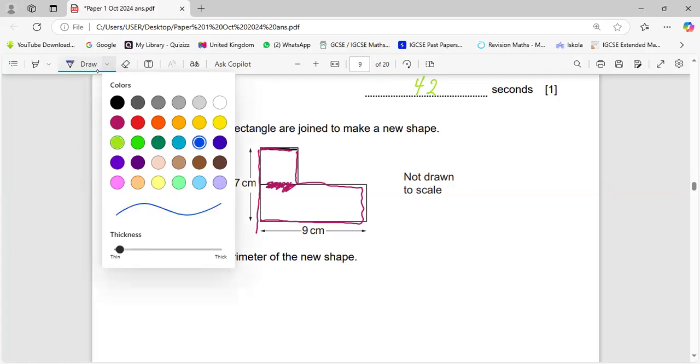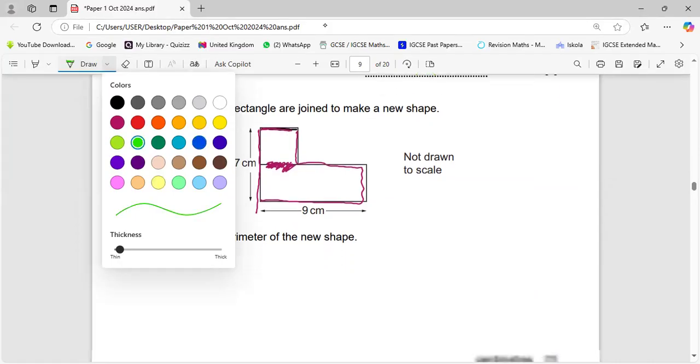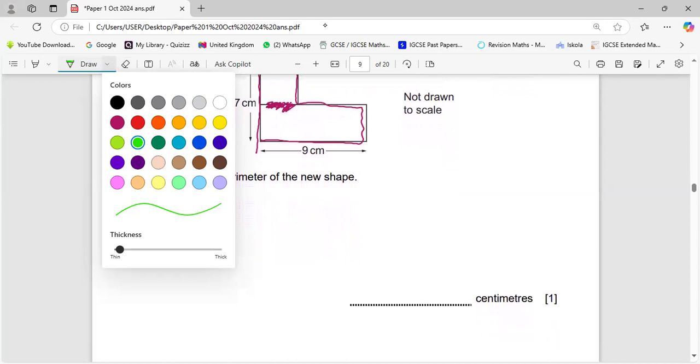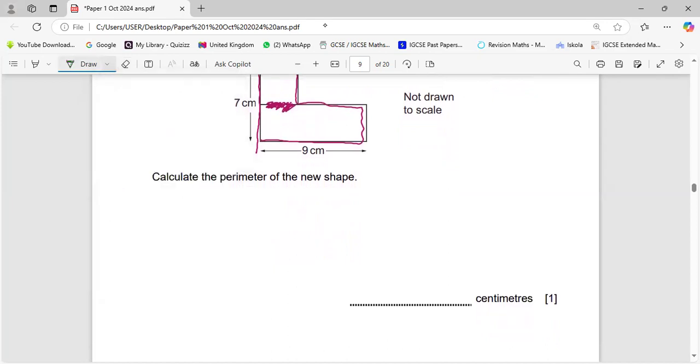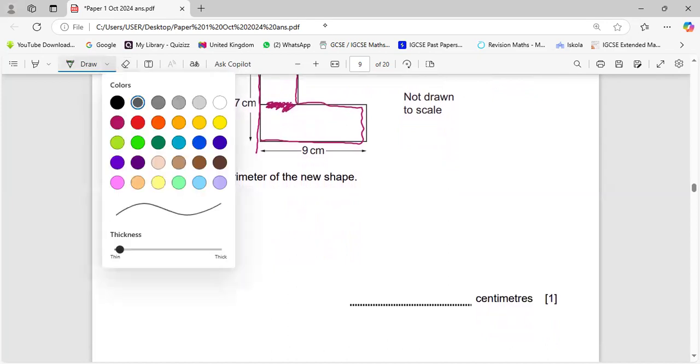If you add them, you just add 7 plus 7 and add them twice. You add them twice, 7 plus 9, and 7 plus 9 is going to be 16. 16 multiplied by 2 is going to be 32. The answer is going to be 32.